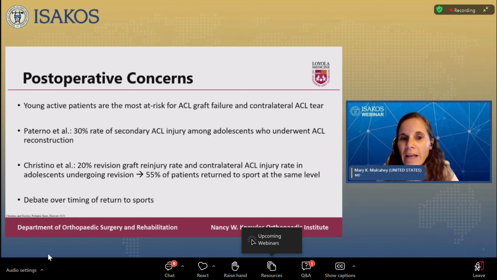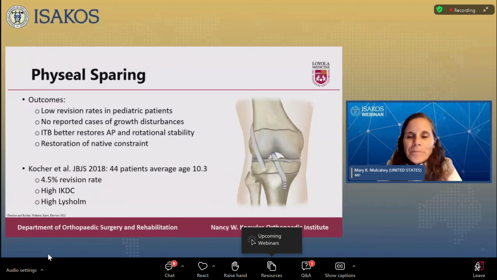Additionally, we've seen 20% revision for graft re-injury rate and contralateral ACL injury rate in kids undergoing revision. Fortunately, about 55% of them were able to return to sport at the same level. And then there's still debate with kids, as we've seen in adults too, about timing for return to sport.